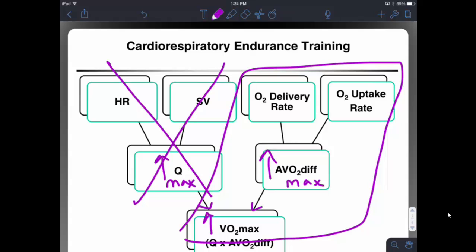And AVO2 difference increases because oxygen is delivered at a greater rate and it's taken up at a greater rate. Okay? So in order to take up and use more oxygen, you need to deliver more and you need to take more up. On this recording, we're going to focus on delivery rate, and the factors that affect maximal delivery rate after training. So why are we able to achieve a greater delivery rate after training?